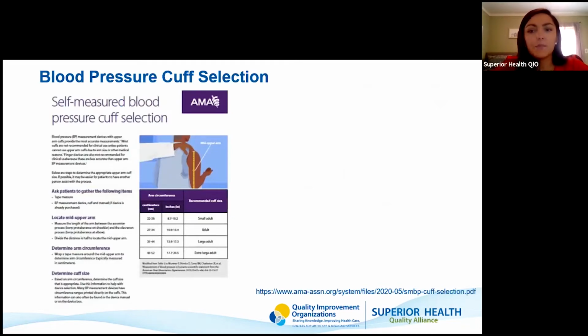This handout guides you through training a patient to determine the appropriate cuff size. This could be really helpful when providing monitors to patients without an in-person visit. So if you're sending anything out via mail, or if a patient orders the monitor or anything like that, this handout can help a patient do this on their own at home.